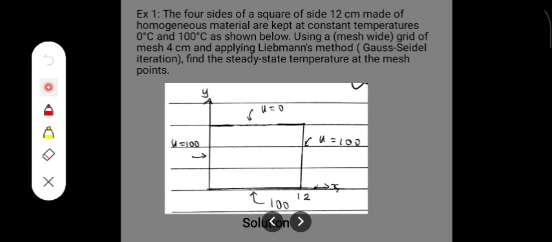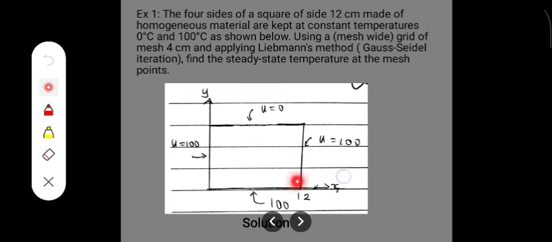Now for our example 1, it says the four sides of a square of side 12 cm made of homogeneous material are kept at constant temperatures 0 degrees Celsius and 100 degrees Celsius as shown below. Using a square grid of mesh 4 cm and applying Liebmann's method, which is Gauss-Seidel iteration, find the steady state temperature at the mesh points.